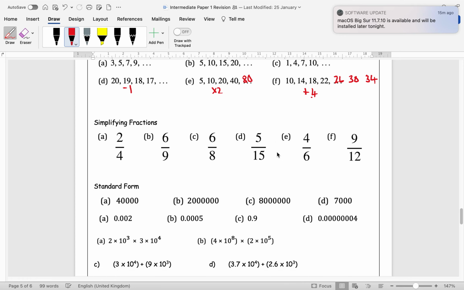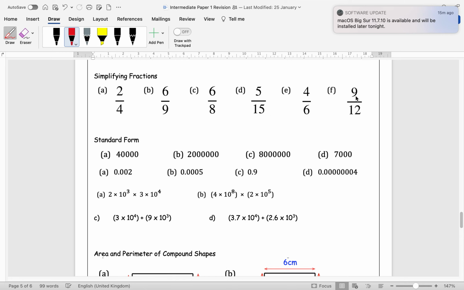Okay, simplifying fractions. Let's look at this one. Both in the 5 times table. How many 5s go to 5? 1. How many 5s go to 15? 3. 9 over 12, both in the 3 times table. How many 3s go to 9? 3. How many 3s go to 12? So basically, you're dividing the top and bottom by the same thing. Most of these, A, C, and E, will probably involve dividing by 2. I just picked out the one that was dividing by 5 and one that was dividing by 3.